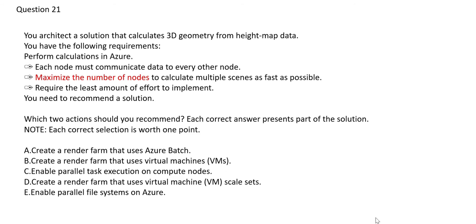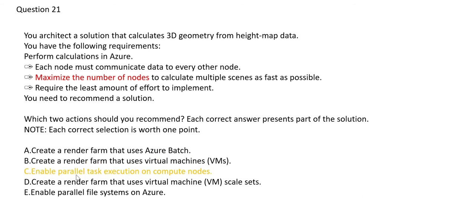Option B, it says you create a render farm with virtual machines. See, just a simple virtual machine will not help here. You need to maximize the number of nodes. These are compute nodes to calculate multiple scenes faster. So that means you need high performance clusters. High performance computing is the need which this option cannot provide. Hence B is wrong.